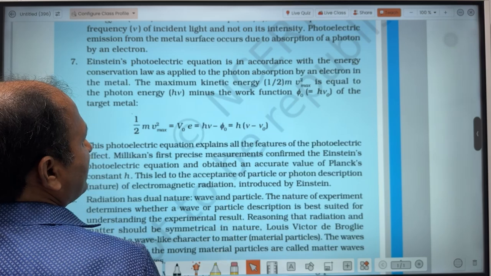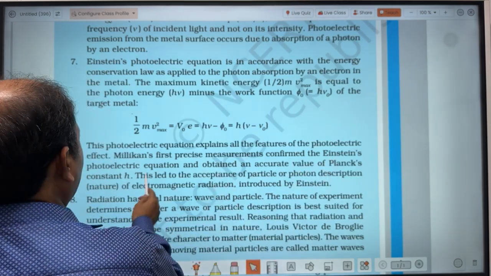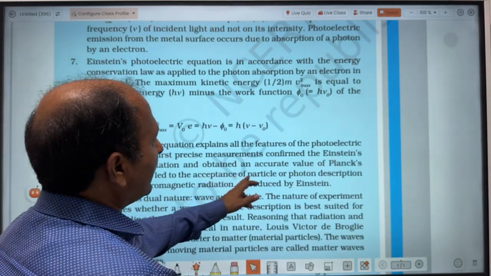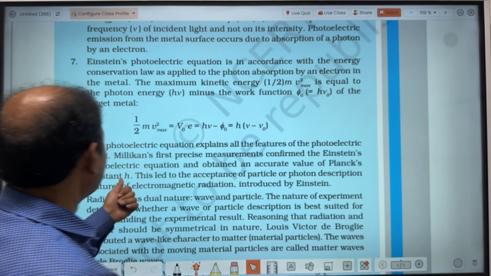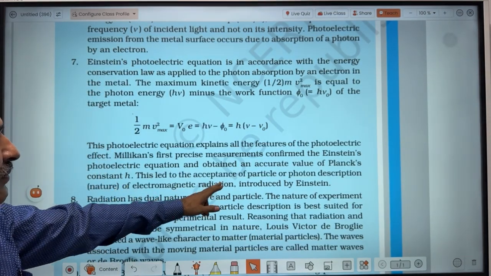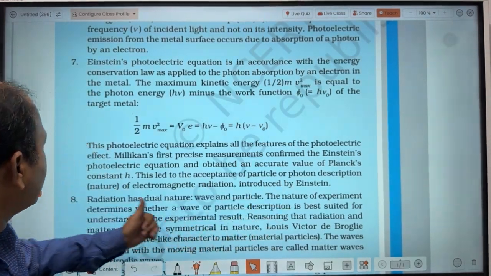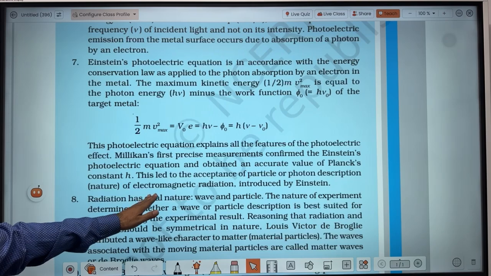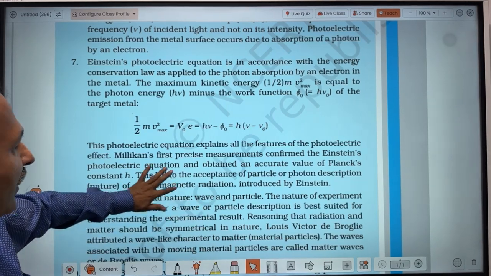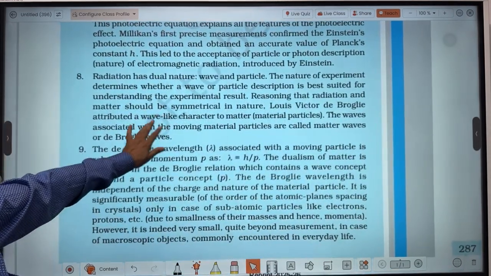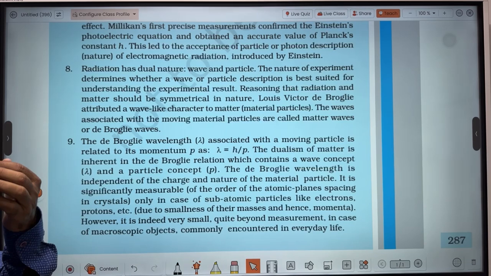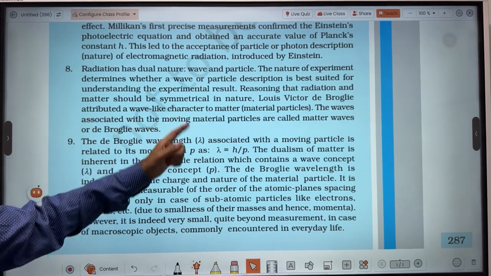Millikan's first precise measurement confirmed the Einstein photoelectric equation and obtained an accurate value of Planck's constant h. This led to the acceptance of the particle or photon nature of electromagnetic radiation introduced by Einstein. Next point is: radiation has dual nature, as we have seen, wave nature and particle nature.